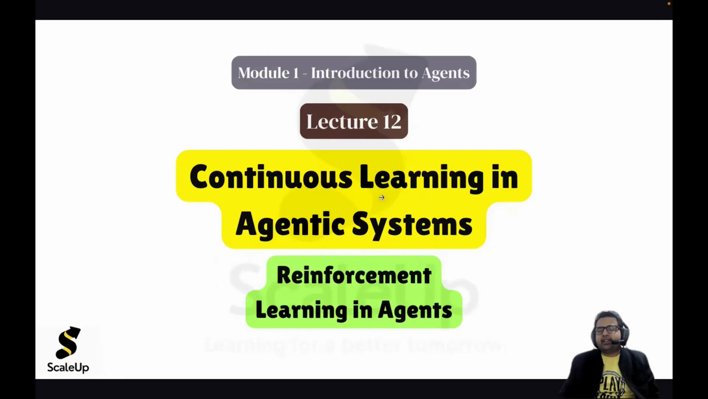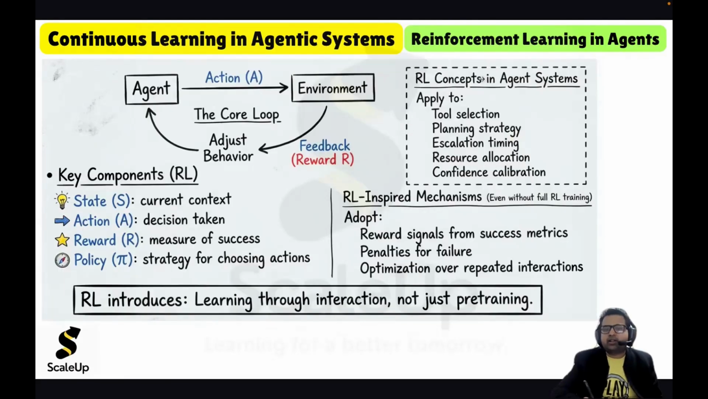Reinforcement learning in agents. Now let us first understand what reinforcement learning is in an agentic system. The idea is that an agent can perform actions to accomplish goals. Let us suppose we have an agent performing an action A. When the agent performs an action, the environment will get affected. We can see some changes in the environment. Now the agent will receive feedback. This feedback we call the reward.